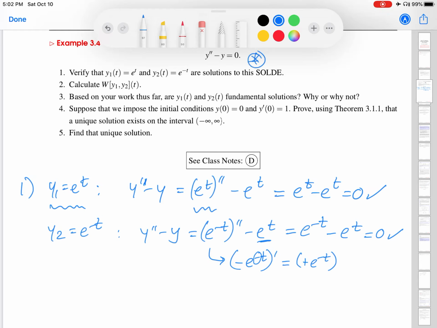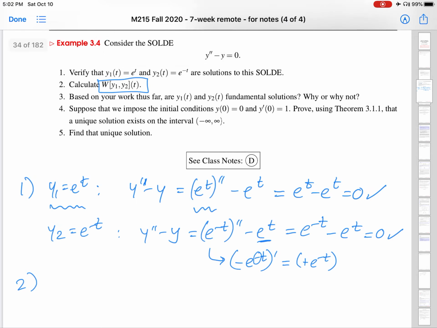So that's great. And then the rest of the problem is basically trying to use all this information to find the unique solution that we think is going to exist once these initial conditions are applied, introduced into the problem. So let's look at number 2, calculate this thing. So what is this thing? Let's scroll up a little bit so we can talk about it.